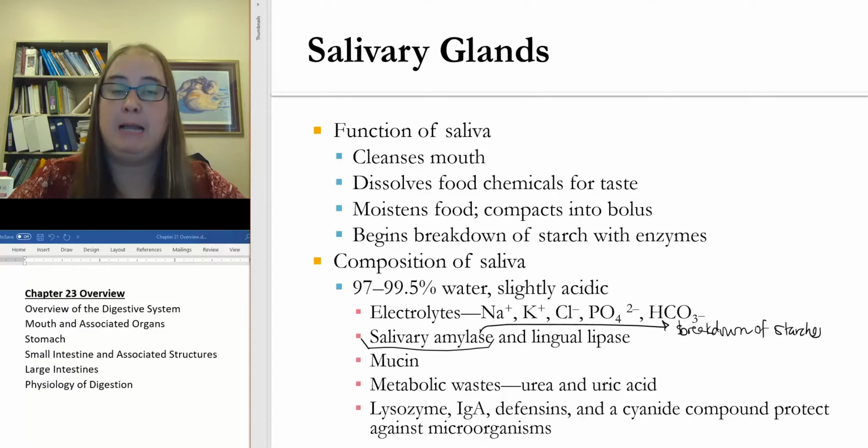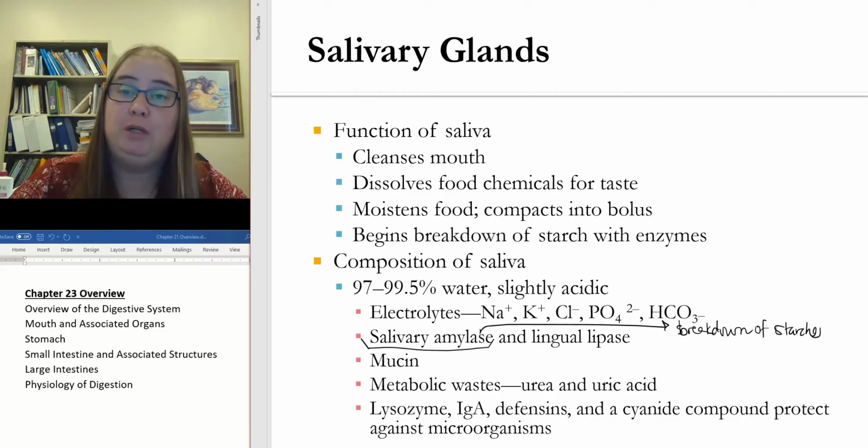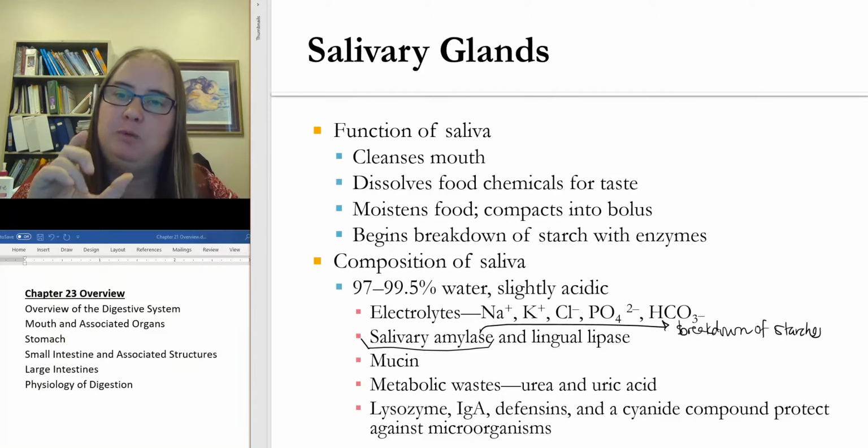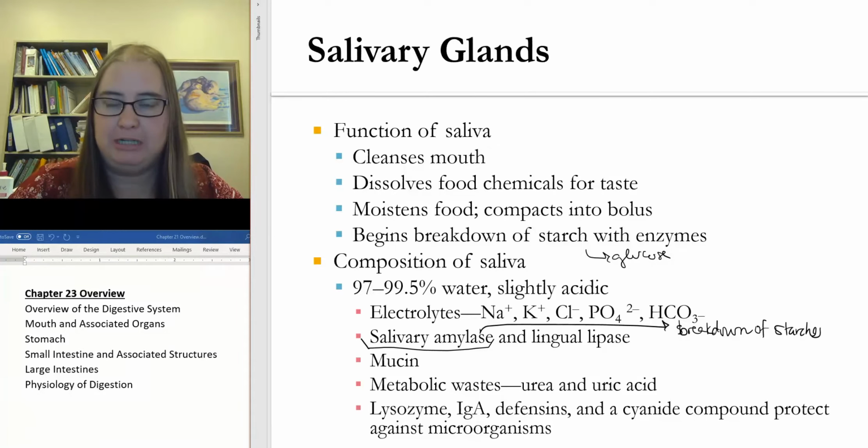Okay? So if you were to take a saltine cracker, right, you take that in your mouth, it's salty, right, you start chewing it. If you chewed it long enough, that saltine would actually turn slightly sweet. And that is because this salivary amylase, which is found in our saliva, takes those starch molecules and starts breaking them down, right, into glucose. So you can actually get a slight sweet taste if you chew it long enough.